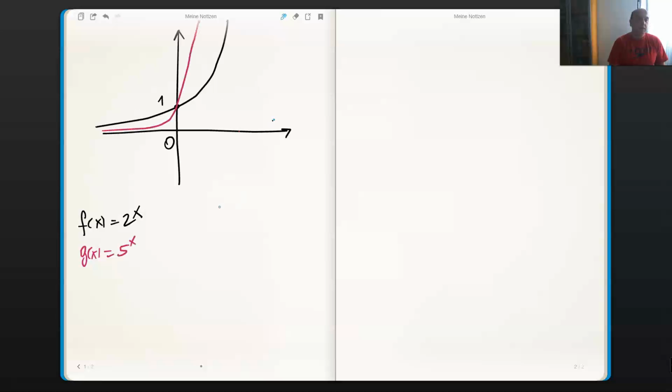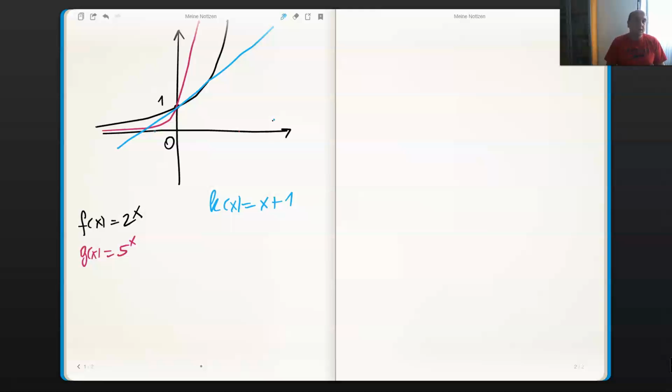And there is also an interesting function, let's call it k of x, which is x plus 1, and if we plug it in, we'll see a very nice and interesting situation. So x plus 1 goes like this, through the point 0, 1, it crosses the red function 5 to the power of x, but it also crosses the black function 2 to the power of x.